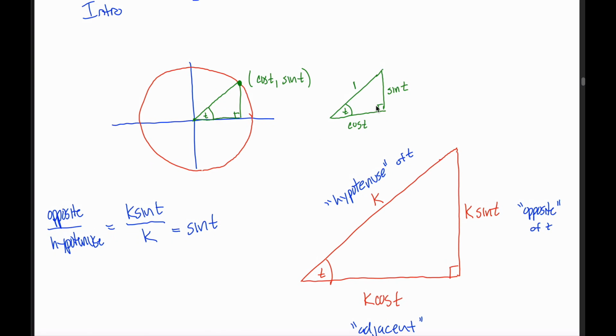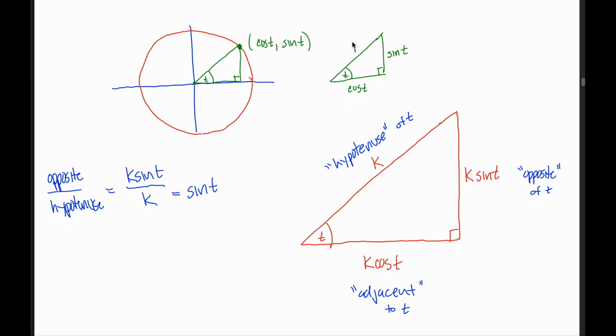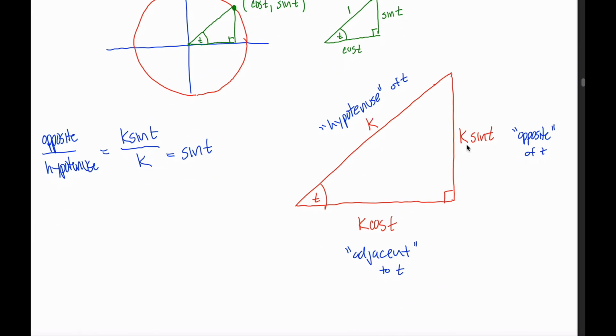And that's true whether I'm talking about this triangle here, sine of t divided by 1, or some other triangle where the hypotenuse is not just 1. Maybe the hypotenuse is, I don't know, 10. Well, if this is 10, then this is 10 times the sine of t, but those 10s cancel out.